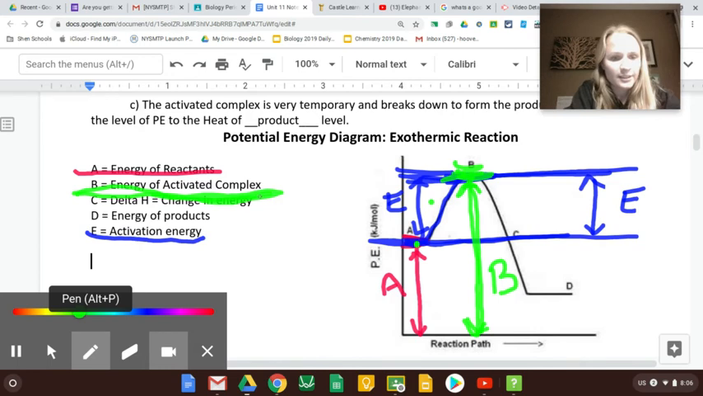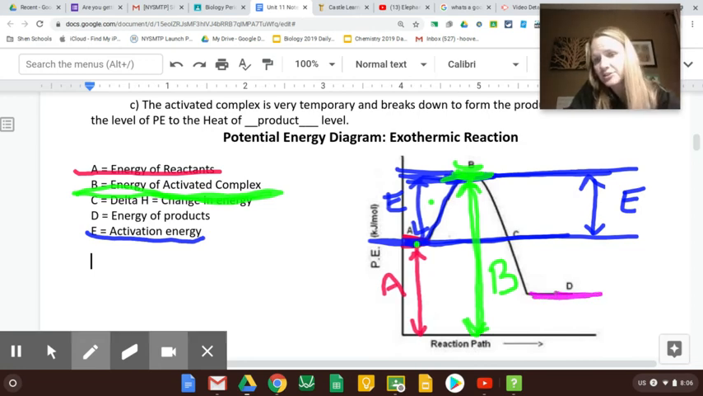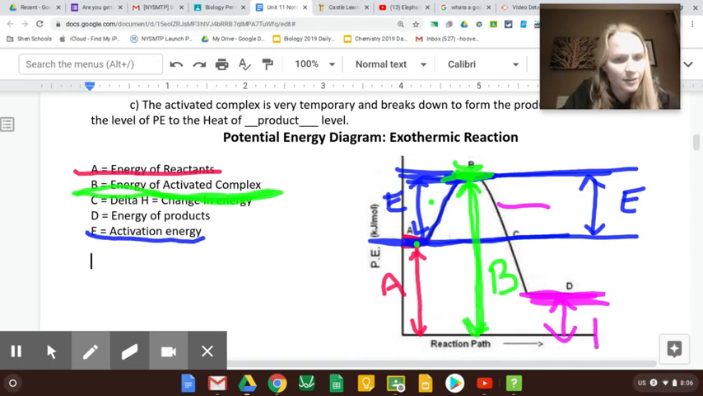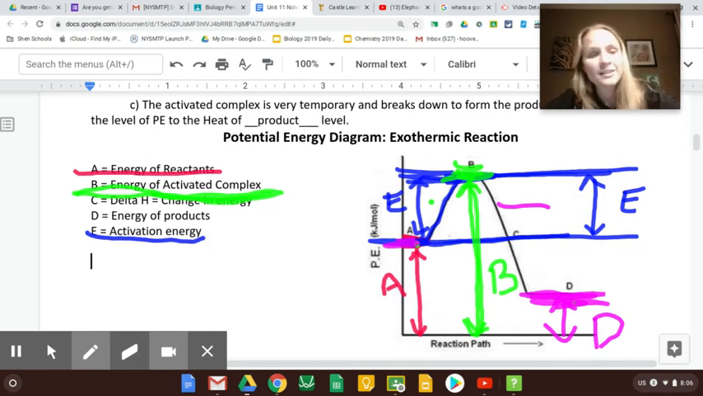Next one, let's call it pink. This right here is where the reaction's over and it settles down. Sometimes it ends up higher than it started, sometimes lower. In this one, it ends up lower. This is your products, and that makes sense. So what's that? Energy of products, D. You start with reactants and end with products. You read left to right. So that one kind of makes sense.